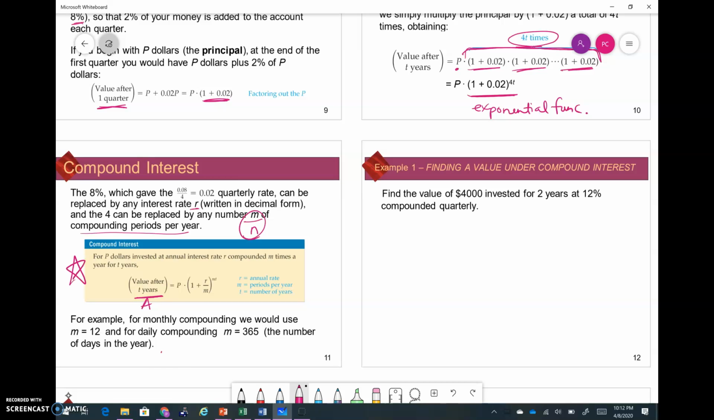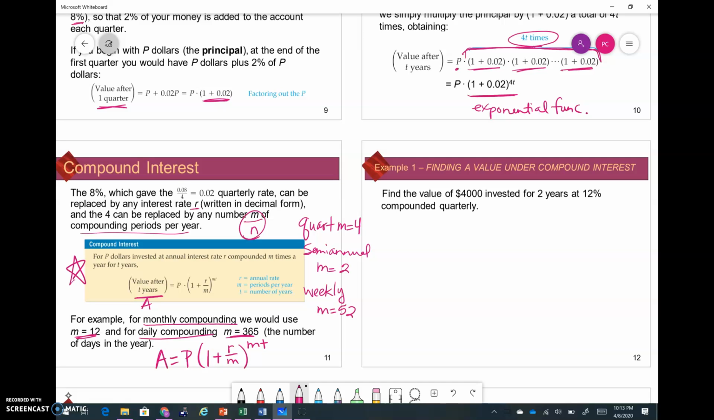All right, here's a formula for you. A, the value after T years, is equal to P times 1 plus R over M, all raised to the MT power. Now, to remember some common M values: monthly compounding would be 12 because there are 12 months in a year. Daily compounding would be 365 because there are 365 days in a year. Quarterly was M equal to 4. Semi-annually would be M equal to 2. Weekly would be M equal to 52. Those are just a couple of the common ones.